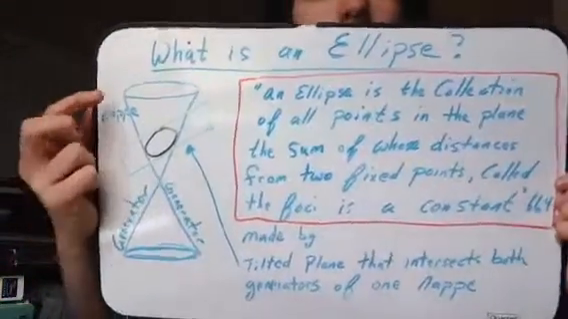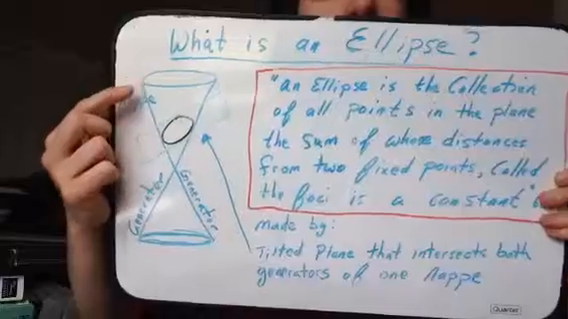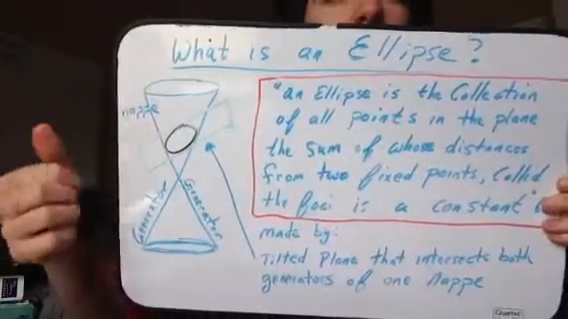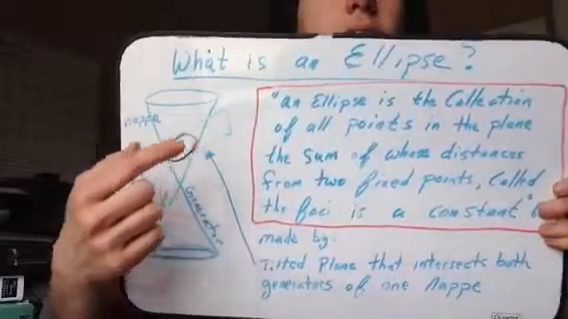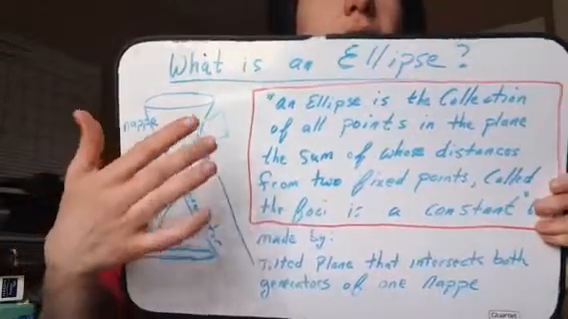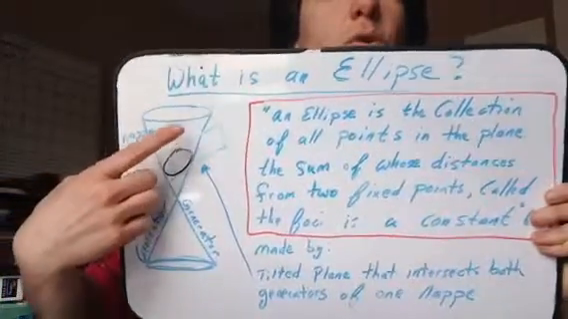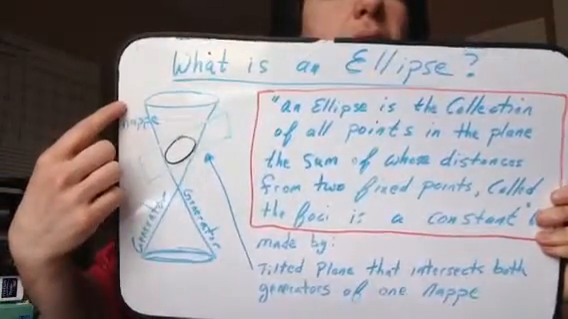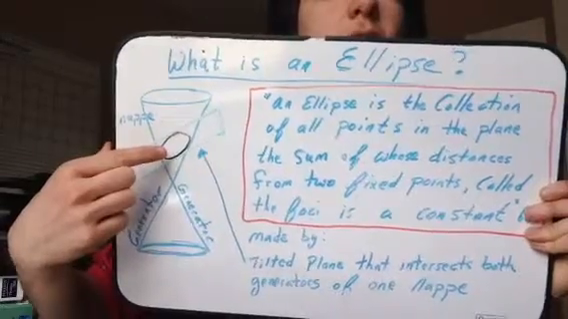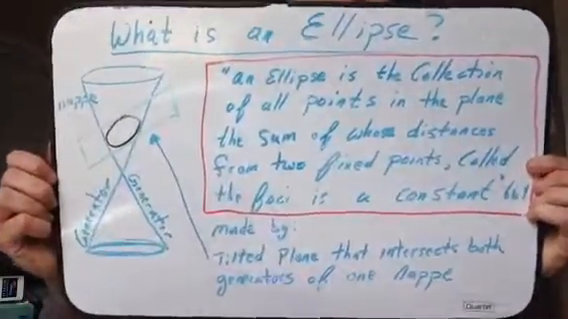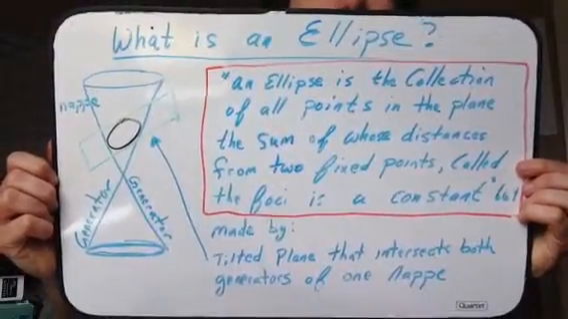If you remember from last week, here is a diagram of a conic, and you might be remembering that an ellipse is formed when I have a plane tilted such that it will go through both generators of one nappe, and that's how I create an ellipse. You'll notice inside this box I've got the definition of an ellipse. I'm going to let you go ahead and read that.